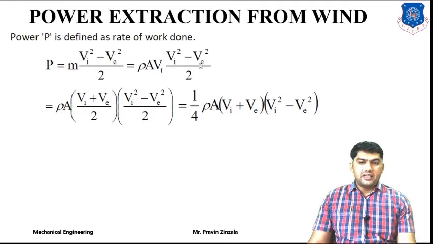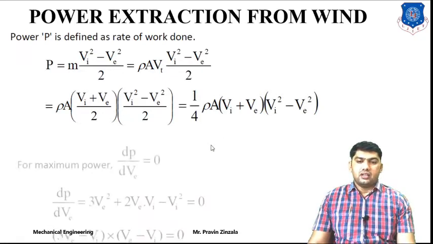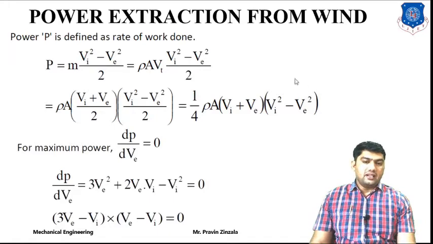By simplifying this equation, we can insert the value of Vt. In the previous slide, we derived the equation of Vt: Vt is equal to Vi plus Ve divided by 2. So here we simply insert the value of Vt. The final equation is 1/4 rho A (Vi plus Ve) into (Vi square minus Ve square). So this is the power equation, the final equation of power, meaning power extraction from wind.